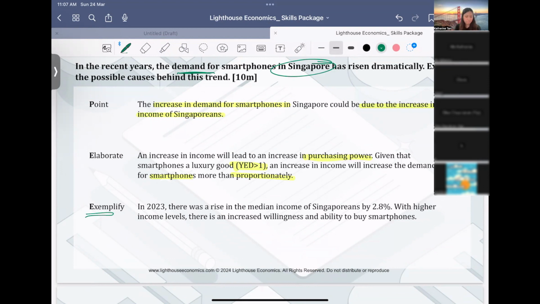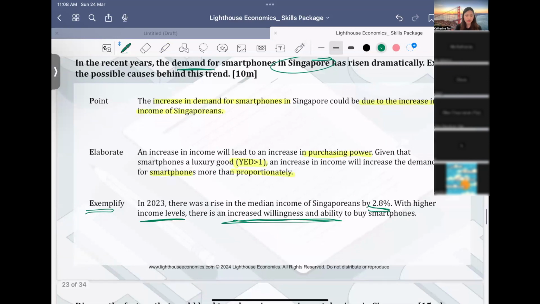So I say that in 2023, there was a rise in median income of Singaporeans by 2.8%. In the exam, if you don't know all these numbers, you don't have to write them. You can just say that Singapore is generally experiencing a significant rise in income on a yearly basis. General knowledge, you can just say that. With higher income levels, there's an increase in willingness and ability to buy smartphones. Or you can even say things like Singapore has one of the highest median incomes in the world. So when there's an increase in income, there will be a significant increase in demand for luxury goods such as smartphones, something like that.